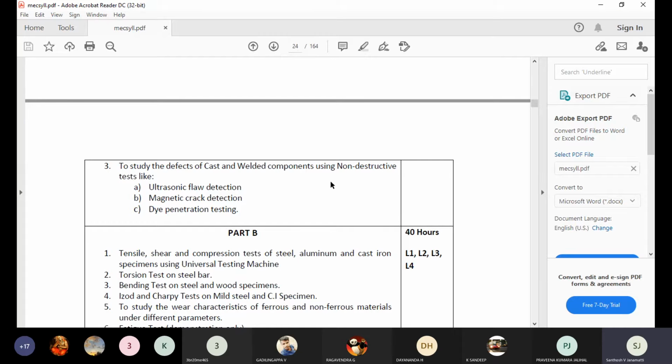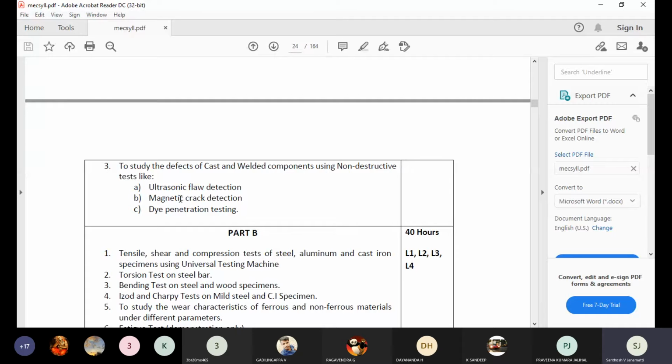Non-destructive means without affecting the sample, without affecting a given sample. So we can carry out the test over the sample, and we will take the examinations without harming the samples, without any type of harming. So we are able to conduct the test, then we can get the results. We can call this non-destructive: without destroying, without affecting, without harming the samples, we are able to get the results. So in that there are three experiments: ultrasonic flaw, magnetic crack detector, and dye penetration.